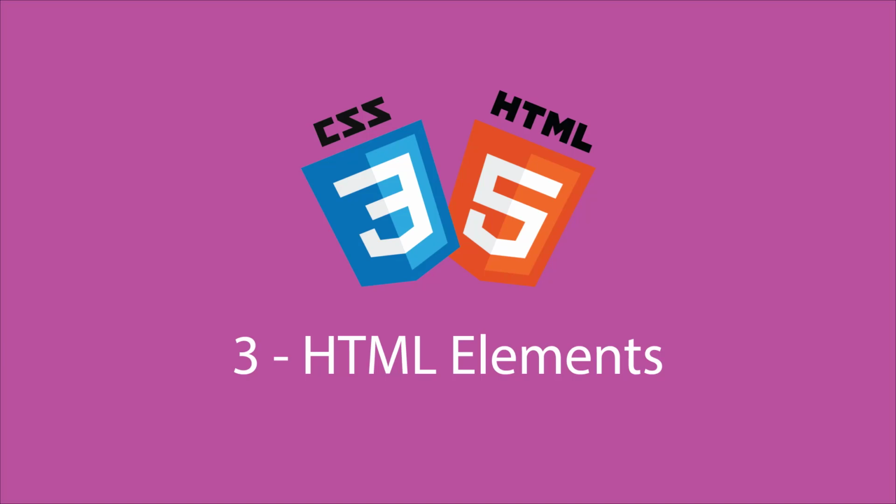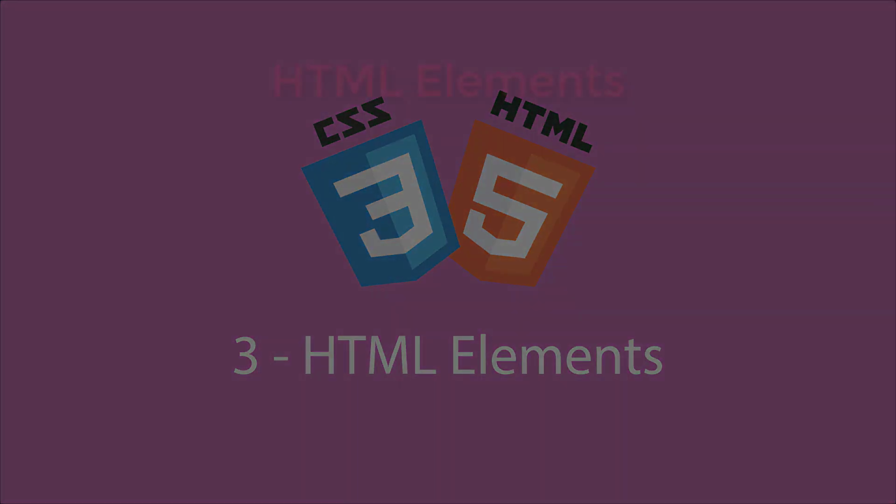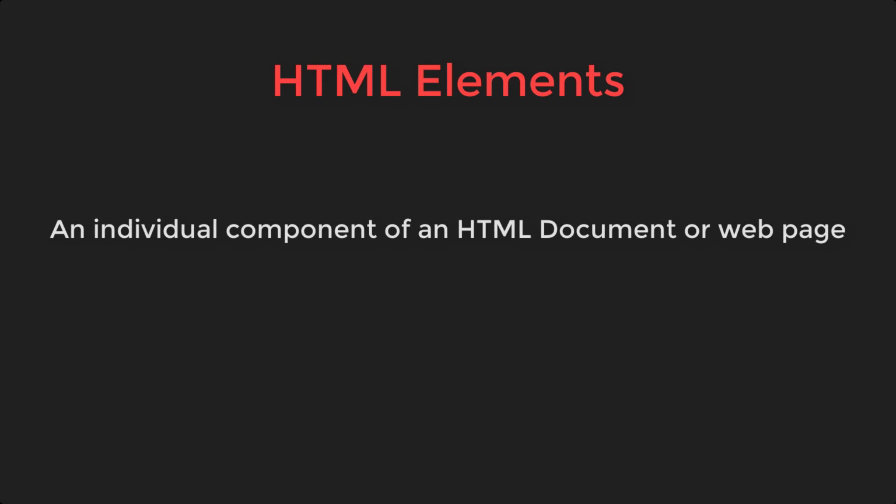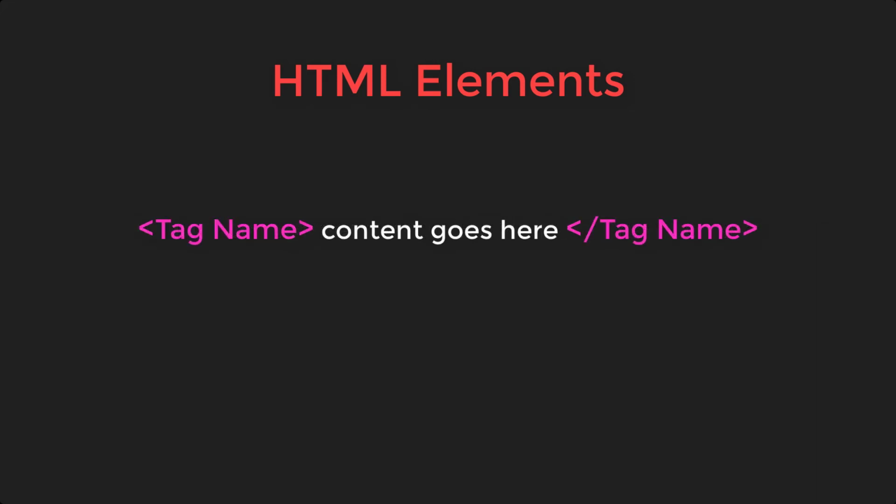In today's tutorial, we will build on the two previous tutorials and talk a little bit about HTML elements. An HTML element is an individual component of an HTML document or web page. HTML tags are the names of elements surrounded by angle brackets. This illustration should help to clear things up.